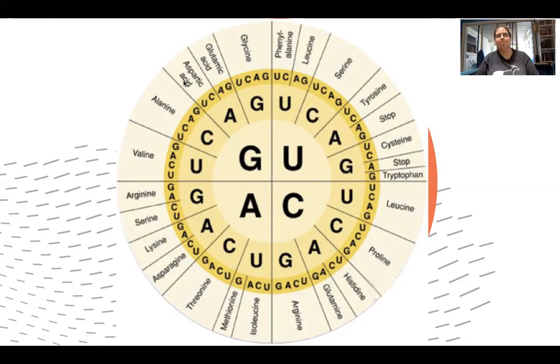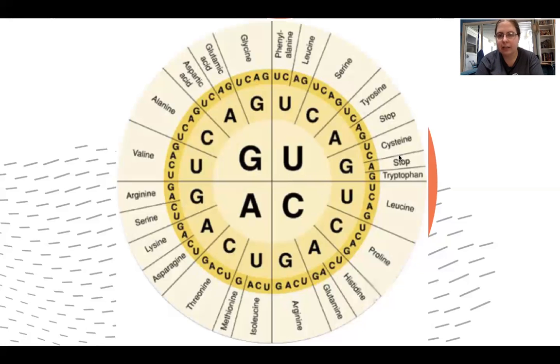If it is CCC, proline. If it is CAA, glutamine. CAC, histidine. ACG, threonine. UGG, tryptophan.